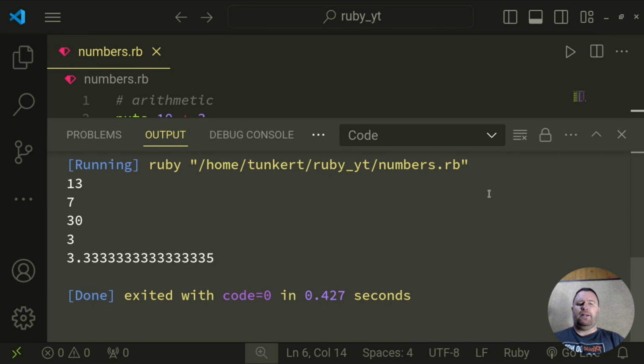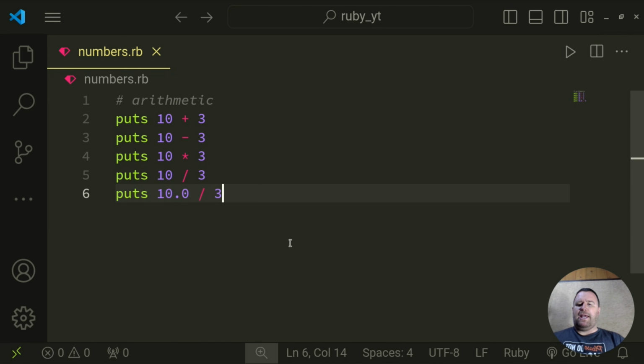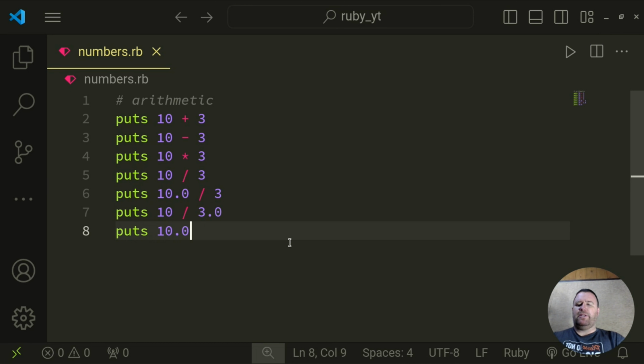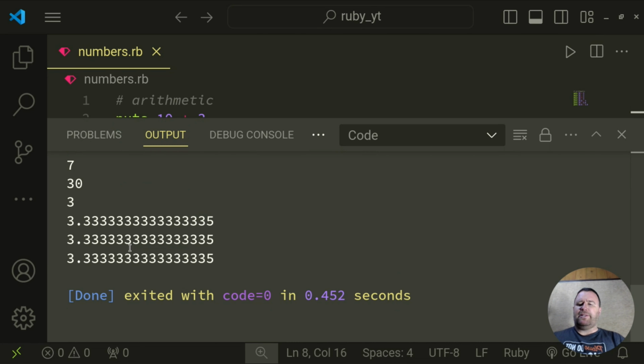This happens with Python as well. So now we're having float division, okay? This also works if I do puts 10 divided by 3.0 or puts 10.0 divided by 3.0, as long as one of them is a float. Let's just run that to confirm, and we get the same number all three times.